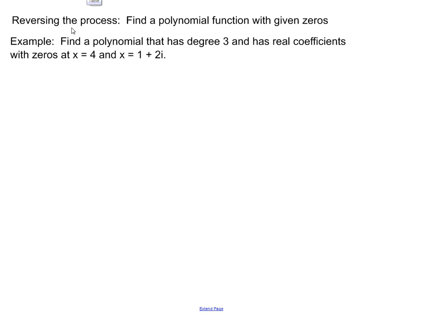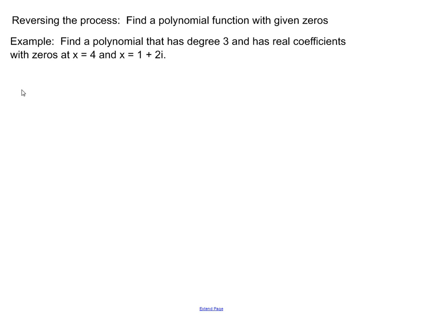All right, let's do one more example. This time, let's reverse the process. This time, let's say we're given the zeros, and we want to find a polynomial function that has the given zeros. Now, it's not as though I can say, all right, I'm given this polynomial, x equals 4 and x equals 1 plus 2i are zeros, because I need a degree 3 polynomial.